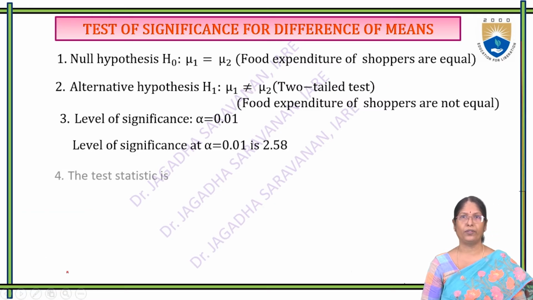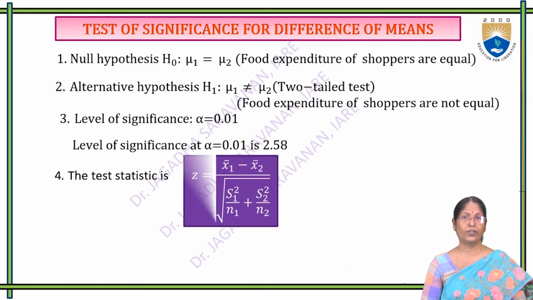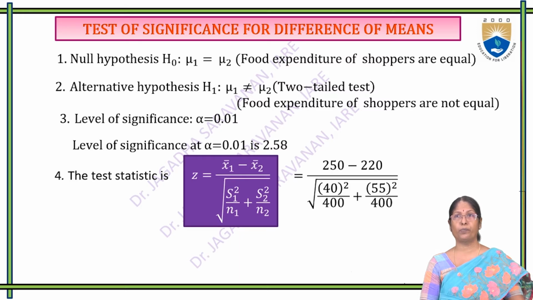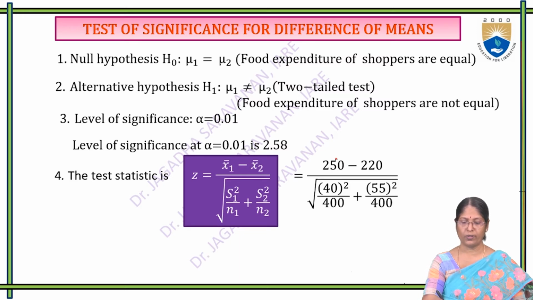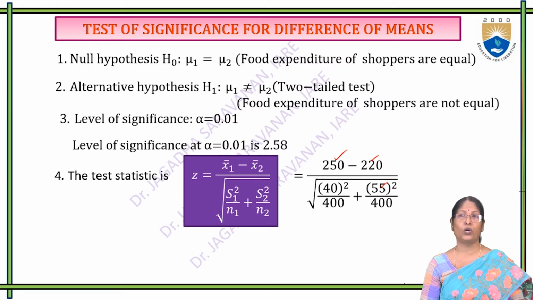is 2.58. So the test statistic is x1 bar minus x2 bar divided by square root of s1 square divided by n1 plus s2 square divided by n2. We are substituting in the particular places: x1 bar is 250, x2 bar is 220, divided by square root of s1 is 40 square divided by 400 plus s2 is 55. That is the standard deviation of the second one. So 55 the whole square divided by 400.